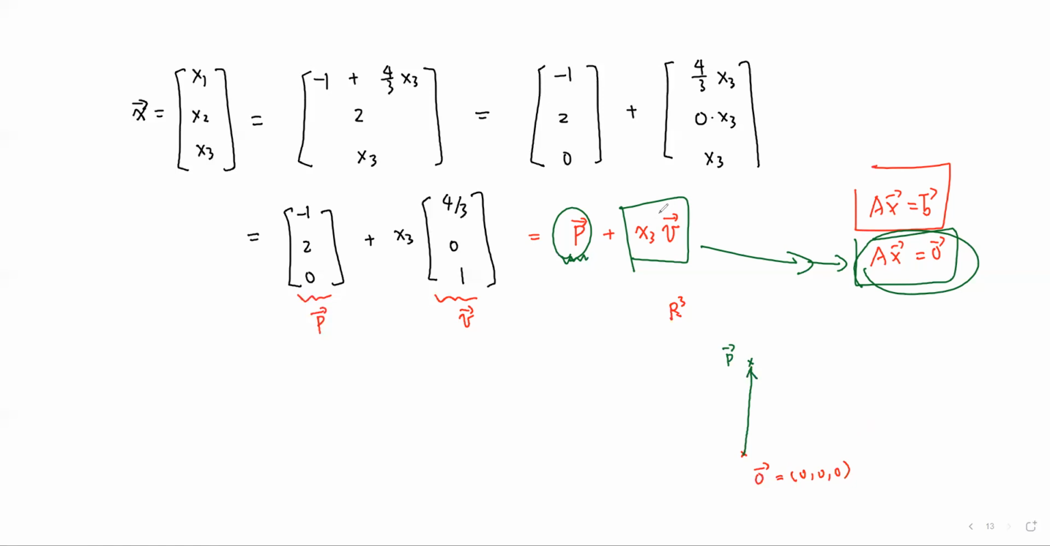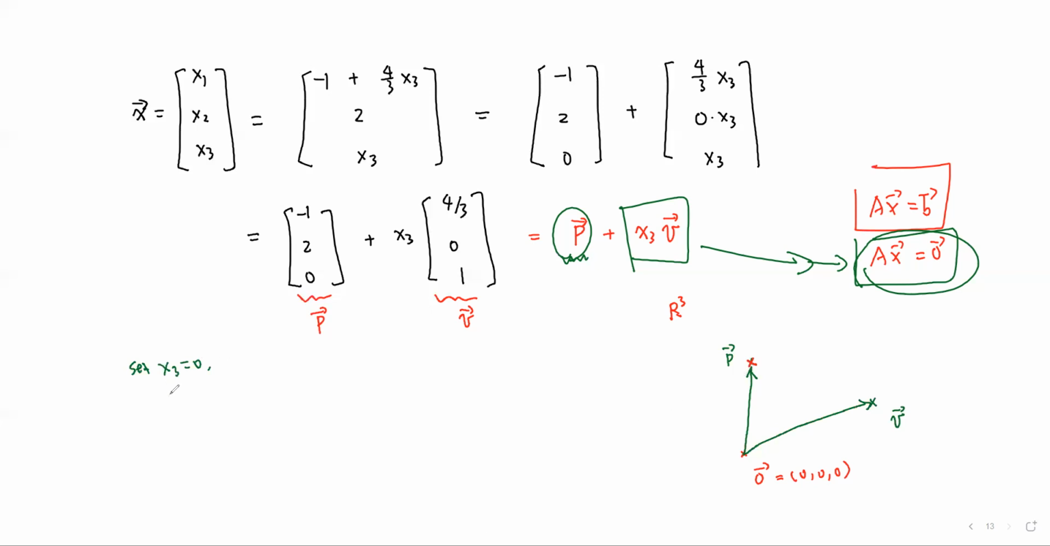How about vector V? Say vector V is here, for example. This arrow is vector V. Let me shift this to the point here. Now let me plot the solutions. First, set x3 to 0. It turns out that this point is a solution, so this point is in the graph.